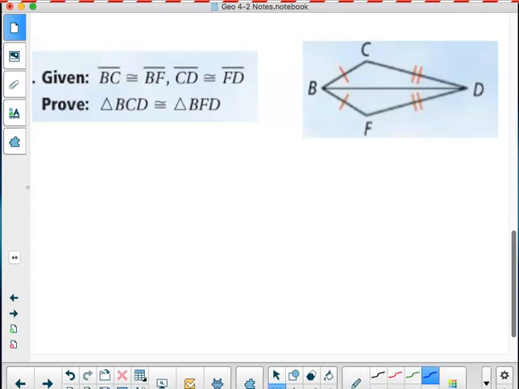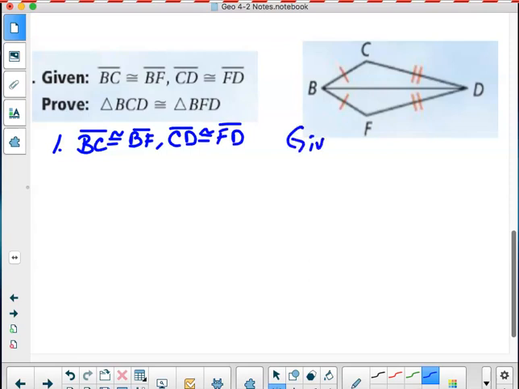Well, I hope it went well, but let's see how it's going. We've got my given. That should be pretty straightforward. Go up and visit the picture after you get your given down. I got that, I got that, I got that, I got that. It'd be really cool if I could prove that congruent to itself, wouldn't it? Because then I could use side, side, side. Oh, wait, I can. That's that R thing.